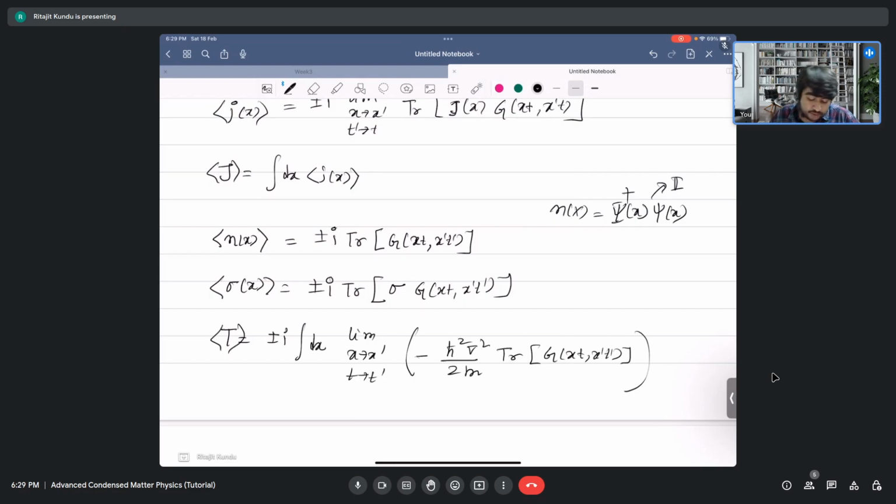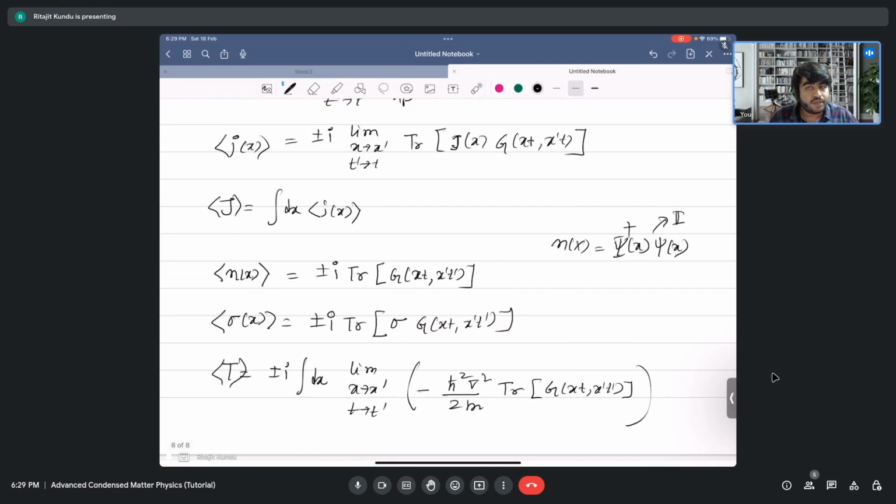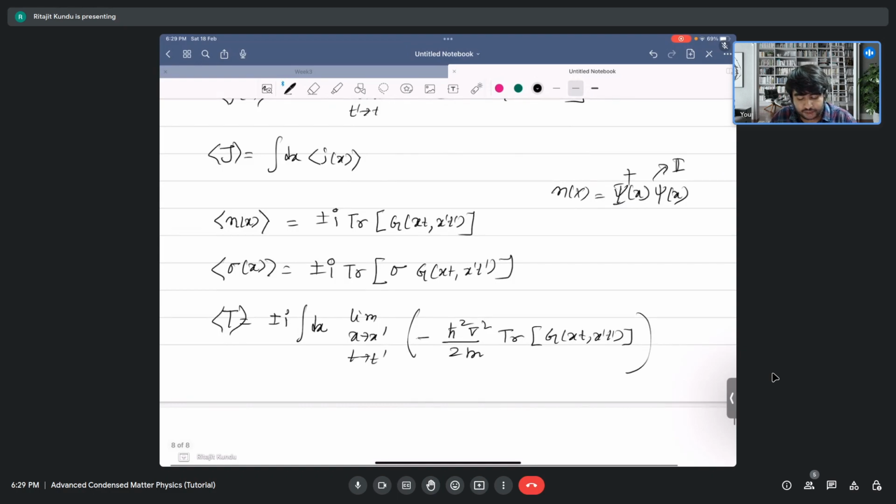So I have shown you how to calculate expectation values of single particle observables. You can similarly extend this to two particle observables, but that is somewhat involved. There are many more steps involved, so I will not be doing that, but if you want to look into those, you can look at the reference of Fetter and Walecka. They have a section called relation to observables, which is a very useful section that you can have a look at.